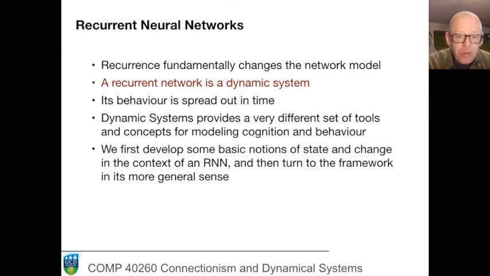But first we're going to work from our established intuitions that we have honed in the field of feed-forward networks. We're going to use as much as we can of what we've learned so far in order to understand the basic notions of state and change in the context of a recurrent neural network, and then we'll branch out into other areas of dynamics.